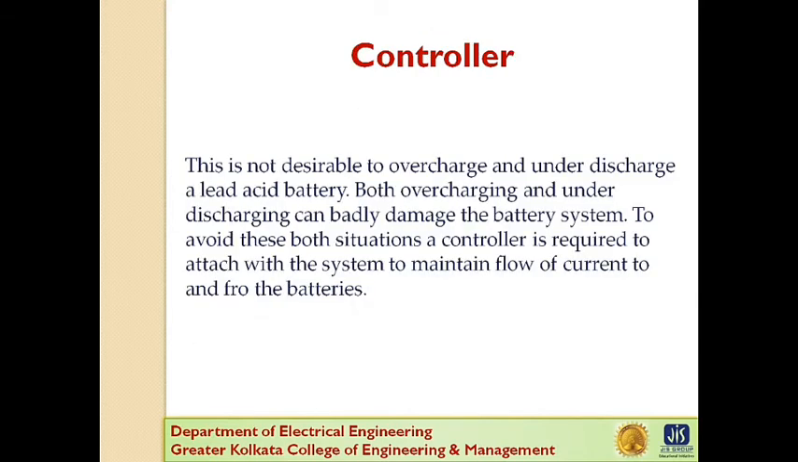Next is the controller. It is not desirable to overcharge or undercharge a lead acid battery. Both overcharging and over-discharging can badly damage the battery system. To avoid both situations, a controller is required to be attached to the system to maintain the flow of current to and from the batteries.